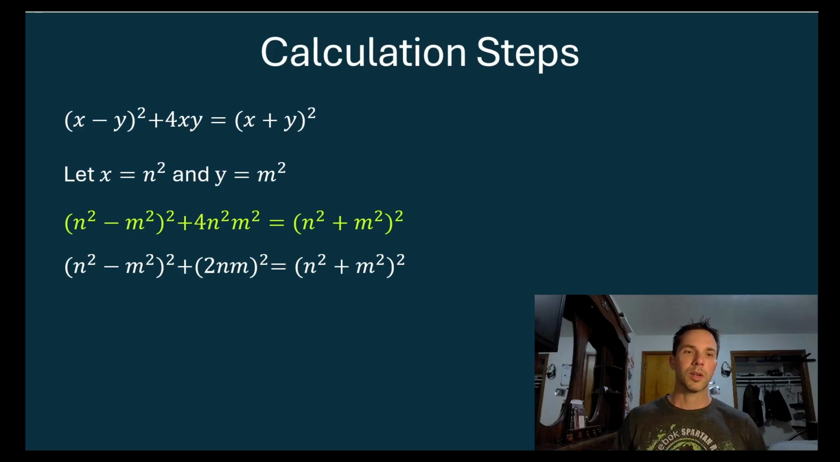Now we also recognize that 4 is a square, so we put it to the second power and make that a 2, and then we pull it all out and encapsulate it under its own square to have (n squared minus m squared) squared plus (2nm) squared equals (n squared plus m squared) squared. If you can just remember that off the top of your head, you should be able to find the integer solutions for the Pythagorean theorem.